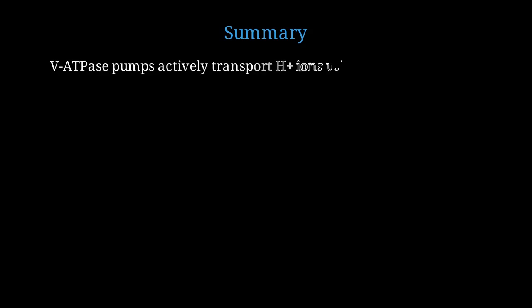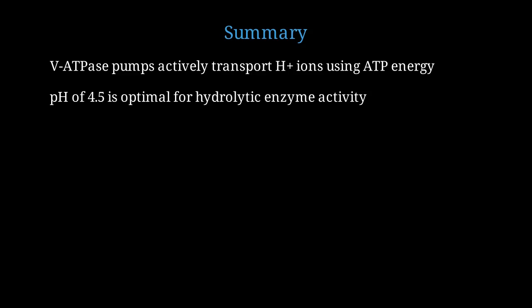Let's review how lysosomes maintain acidity and why it matters. V-ATPase pumps embedded in the lysosomal membrane use ATP to pump hydrogen ions inside, creating the acidic environment. The acidic pH of 4.5 is essential for activating digestive enzymes that break down cellular waste and foreign materials.